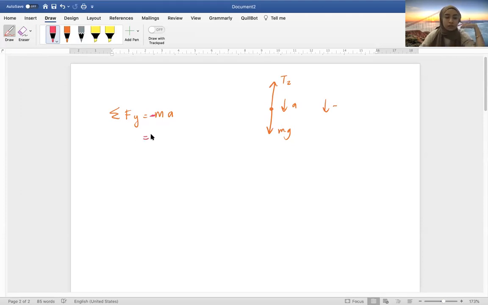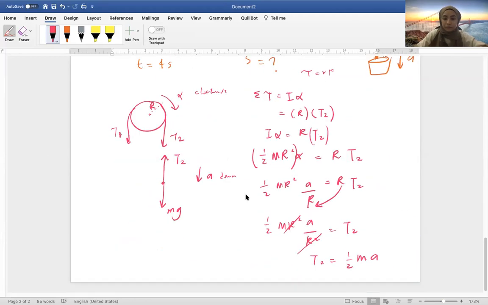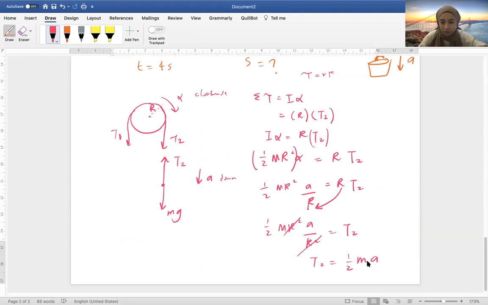Then you write down your equation from the free body diagram. So MG is going down, T2 is going up. So your equation becomes minus MA equals to minus MG plus T2. Now remember, these two masses are different. This is the mass for the bucket, the earlier one was the mass for the pulley. So the mass for the bucket, let's say it's mass 2. The mass for the pulley we call mass 1.